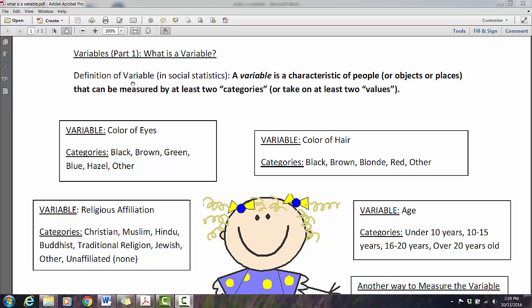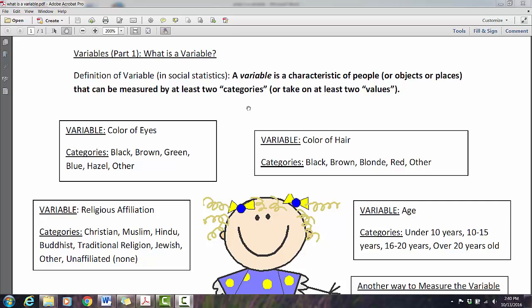So the definition of a variable is given here, and that is, a variable is a characteristic of people, or it might be related to objects or places, it depends on what you're studying, that can be measured by at least two categories. You can kind of stop there. We're going to talk a little bit about this idea of using the term values, but really if you put your period right here and you go by the idea of a variable is a characteristic of people or objects or places that can be measured by at least two categories, you're in good shape. I'll go into this idea of categories further as we go along.